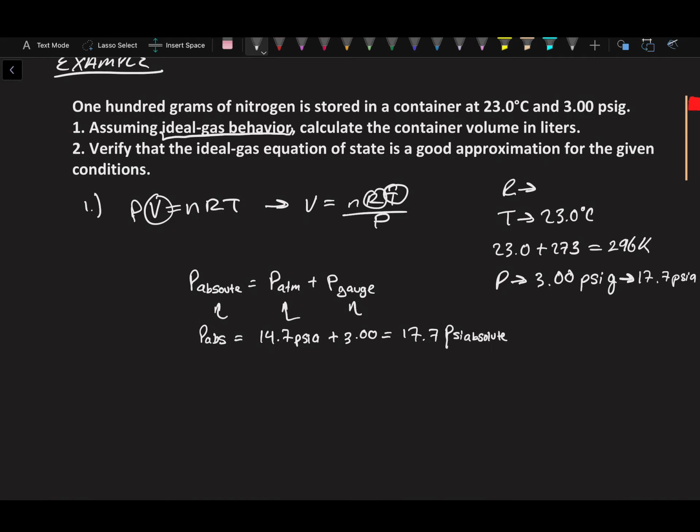And finally, we got to find moles. We're told we have 100 grams of nitrogen. Convert that to moles, we use the molar mass or molecular weight of nitrogen, and that is 28 grams per 1 mole. And that gives us 3.57 moles of nitrogen. And therefore we have everything we need to find our volume.